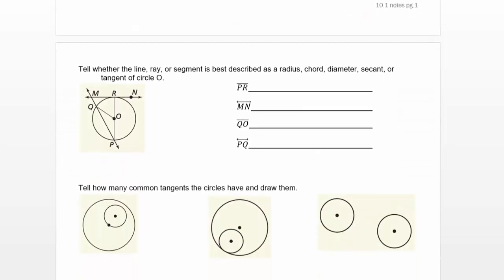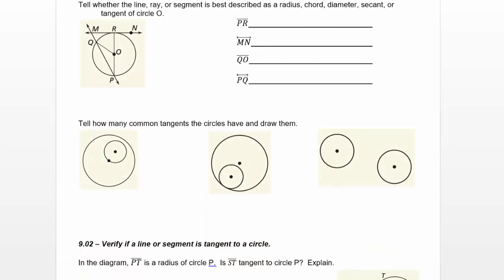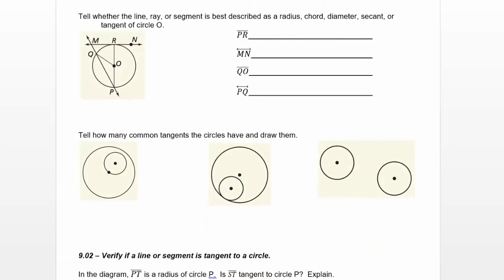Okay. We're going to apply this vocabulary here, and then verify if a line is tangent to a circle in the remainder of this video. Let's see, segment PR. What is segment PR? Segment PR starts at P, ends at R, and passes through the center. A segment that starts and ends on the edge of a circle and passes through the center is called a diameter.